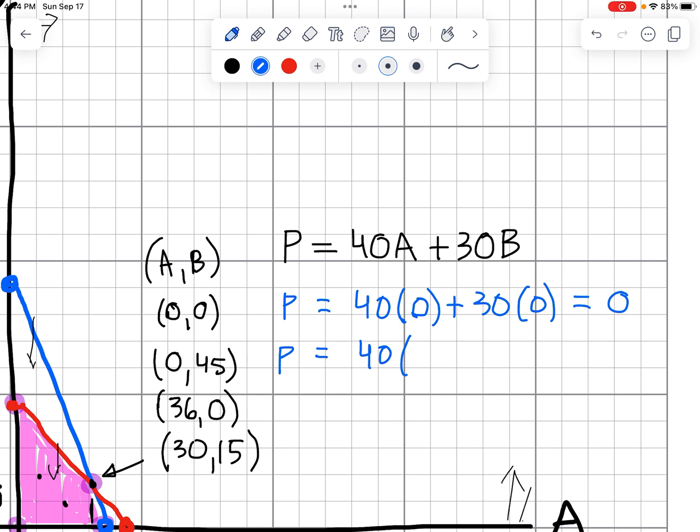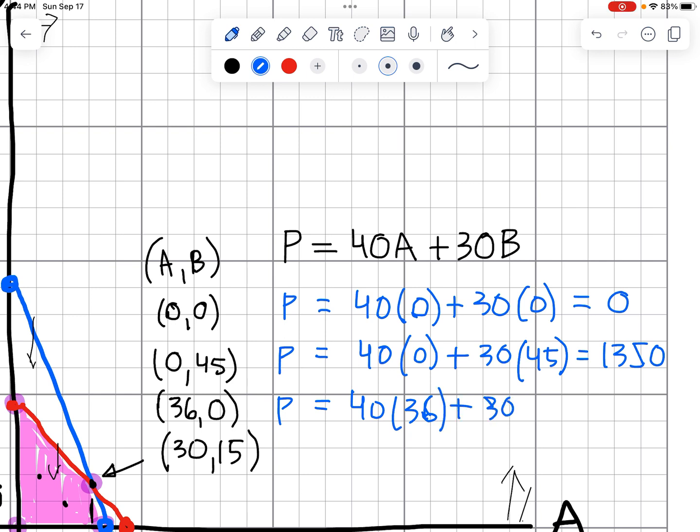Okay, here, going to once again test this vertex. And so what do we get? 135. I'm sorry, 1,350. That's a 5. Okay, for this vertex, oh, this is math now. I should have brought a calculator. 40 times 36. That's a 6. Plus 30 times 0. Let's see, 40 times 36. That'd be 360, 720, so 1440, I believe.